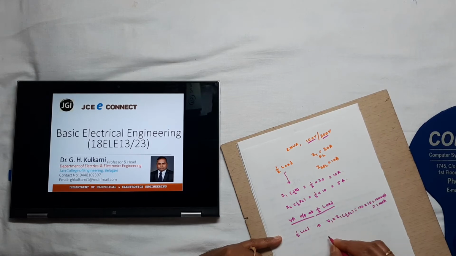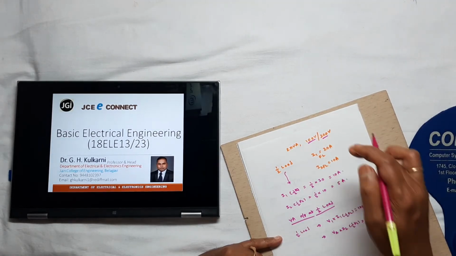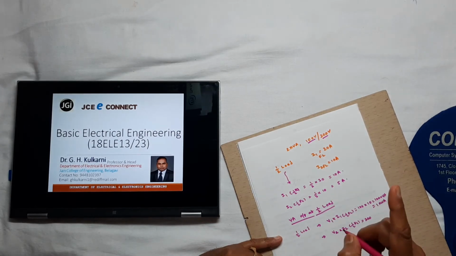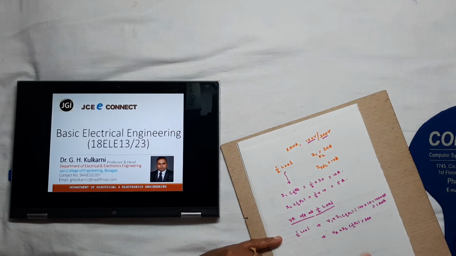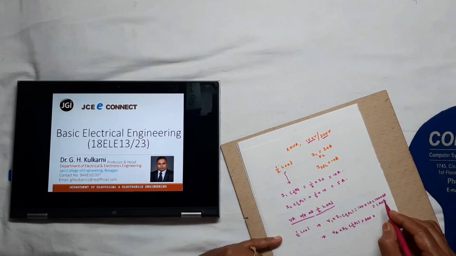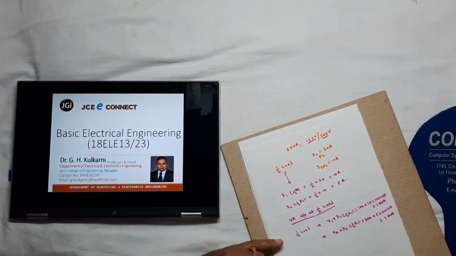Similarly, you can look into the V2 side. V2 into I2 at half full load, that also we are getting. What is V2? It's a rated voltage. That is not changing with respect to load. Load means it is with respect to the current. Current is changing from full load to half load. That is 200 into 5 amperes. Once again we are getting 1000 volt ampere, that is equal to 1 kVA.